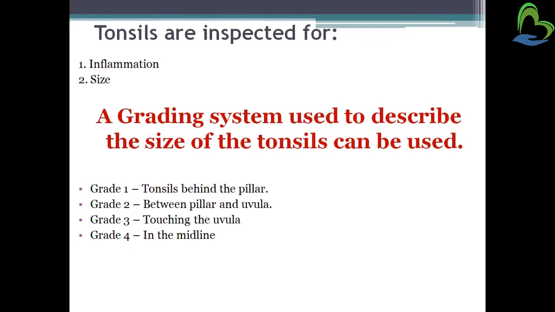Tonsils are inspected for inflammation and size. A grading system can be used to describe the size of tonsils. Grade 1 is for tonsils behind the pillar. Grade 2 stands for between the pillar and uvula. Grade 3 stands for touching the uvula. And grade 4 means meeting in the middle, which is the severest.